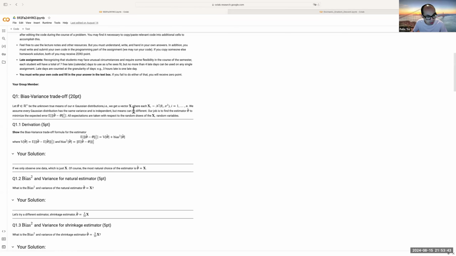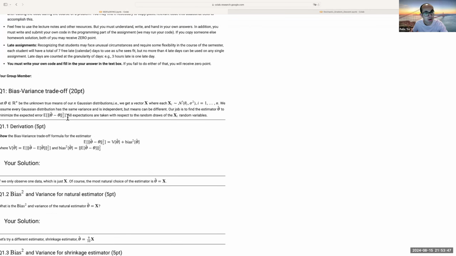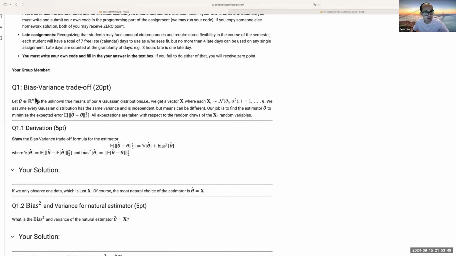So there are 3 problems. The first problem is about the bias variance trade-off. You can see right here, theta is some unknown true mean of a Gaussian distribution. We haven't talked about this in the past. So this is basically repeating everything we already did, and you just go through the math by yourself.